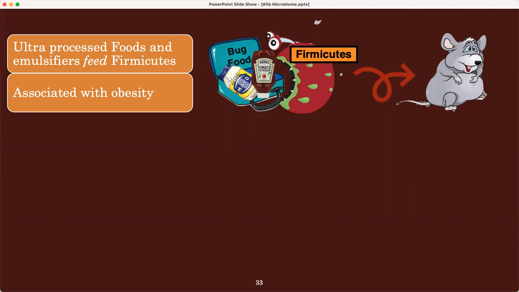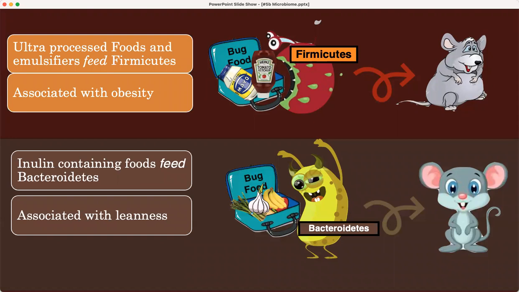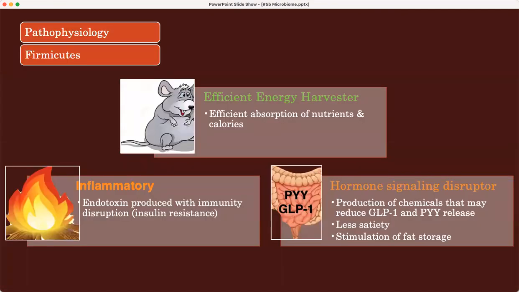Emulsifiers keep things like ketchup and mayonnaise and salad dressing from separating. So emulsifiers keep it suspended in solution. Inulin is a molecule contained in food that feeds Bacteroidetes. And these are associated with leanness. Inulin containing foods are shown here. There's not a lot that I could find actually, but some of the inulin containing foods include bananas, garlic, asparagus. There's a list coming up for all of them.